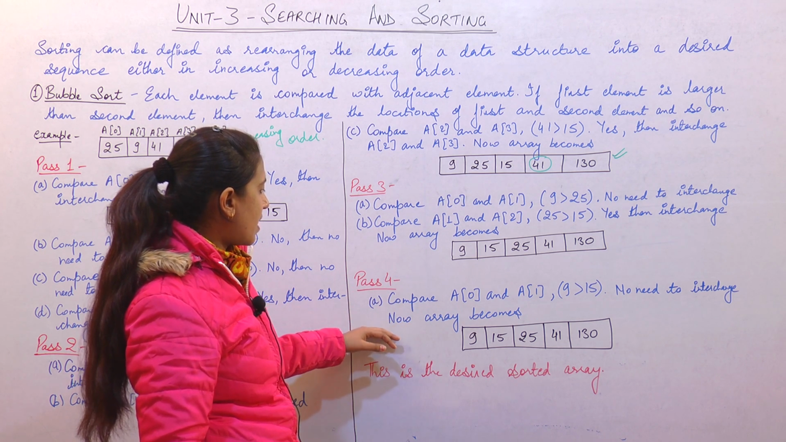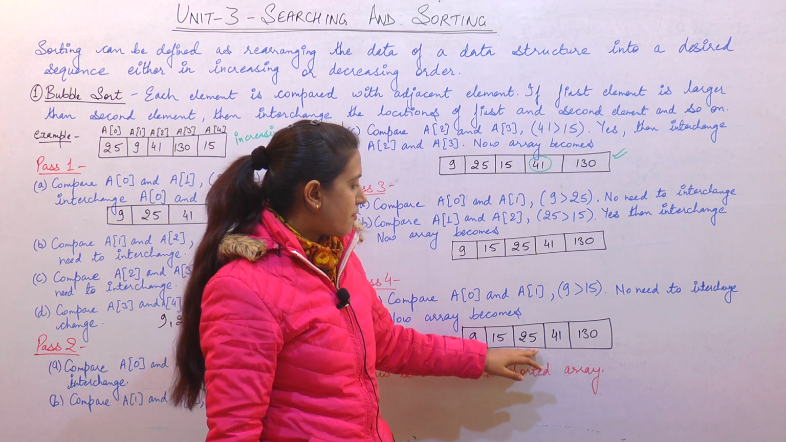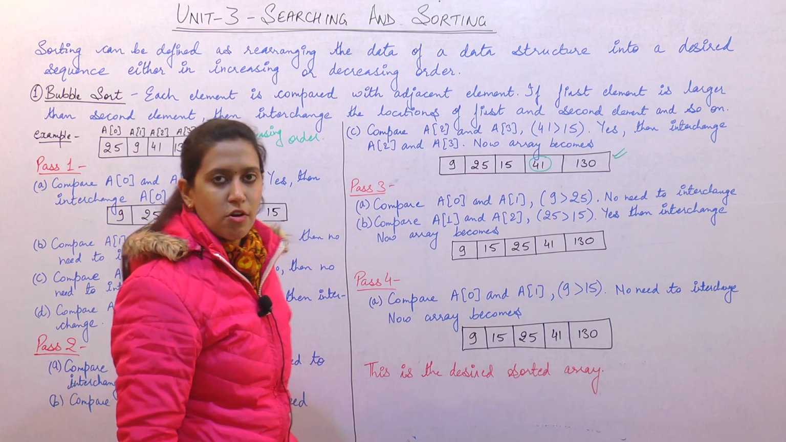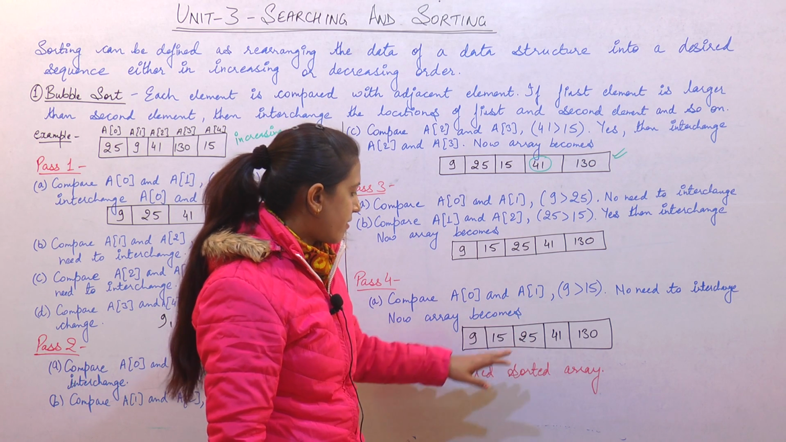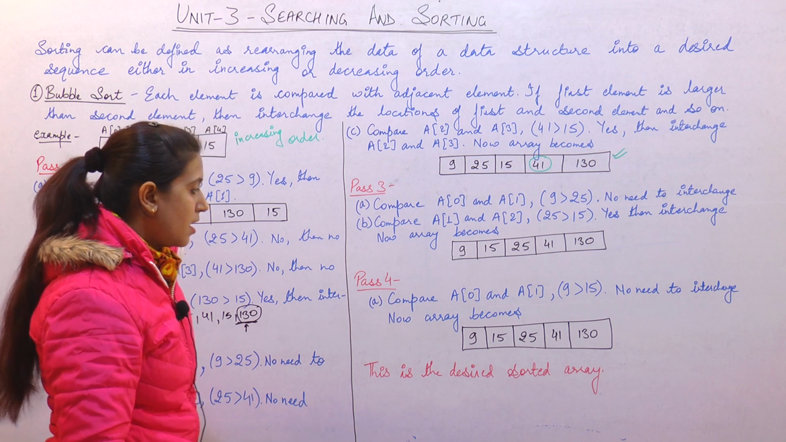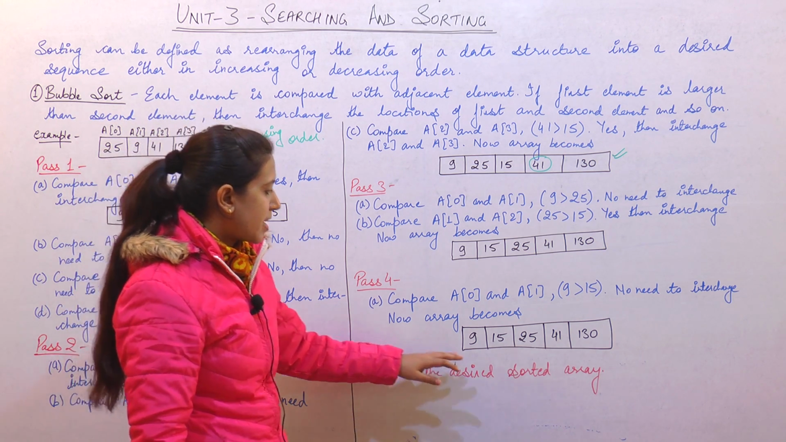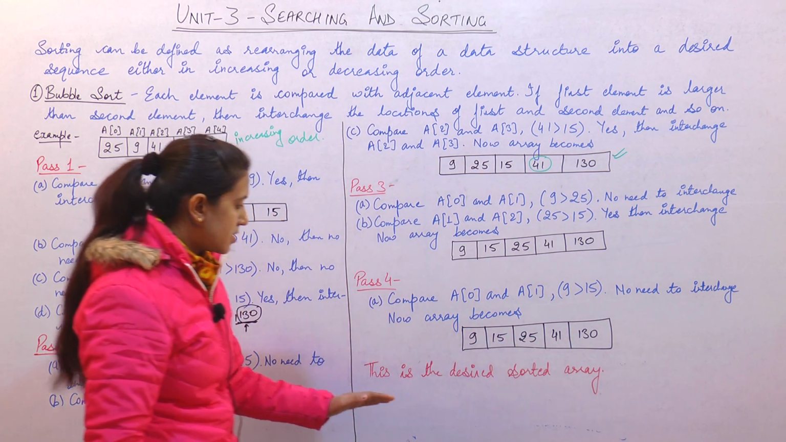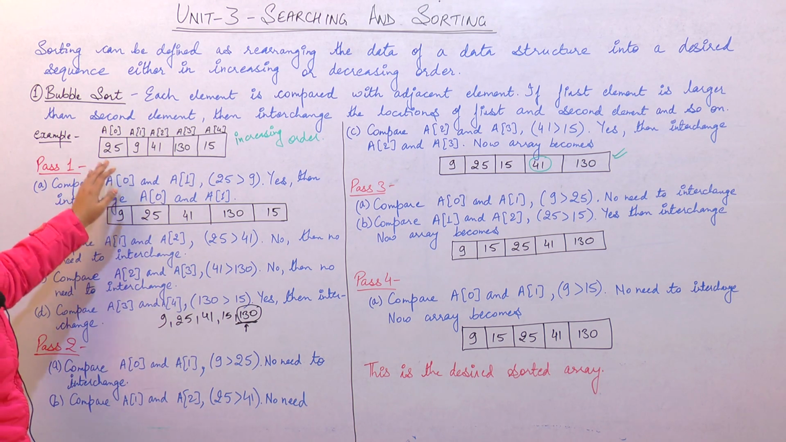Moving further, in pass 4 we will compare A0 and A1. We will not move further than 25 because after 25 all the elements are sorted according to their locations. So we will compare only A0 and A1. A0 contains 9 and A1 contains 15. So 9 is less than 15, that means there is no need to interchange, and the array becomes 9, 15, 25, 41 and 130. So this is the desired sorted array of this unsorted array.